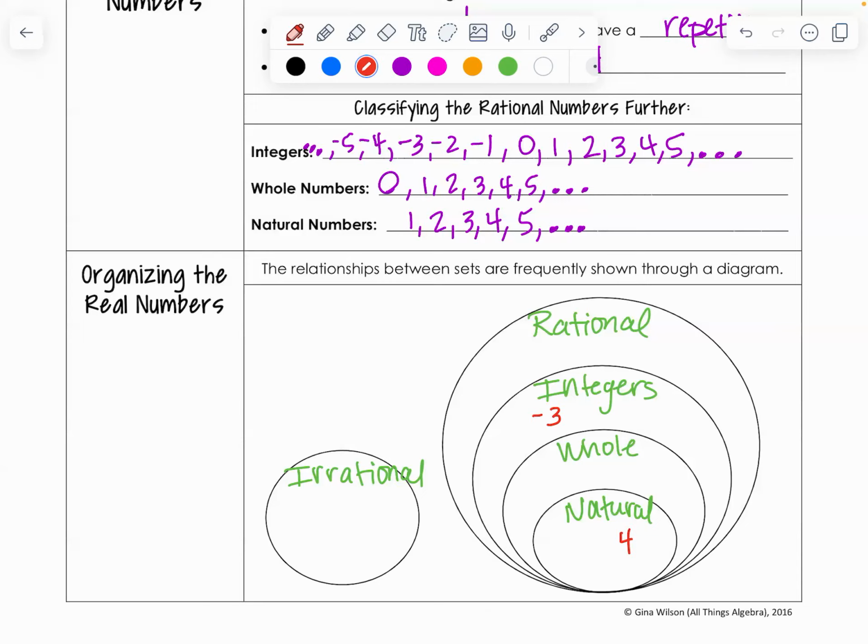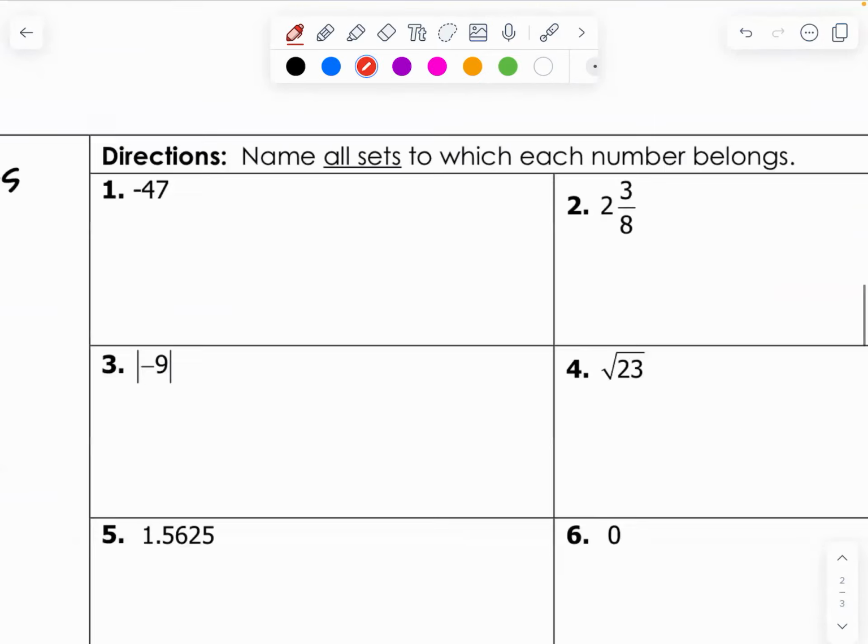Why didn't you bring like baking supplies? Because we're not baking. I'm not teaching you anything about baking. This is not FCO. Okay. So go to the next page.